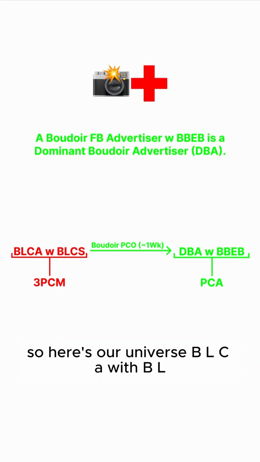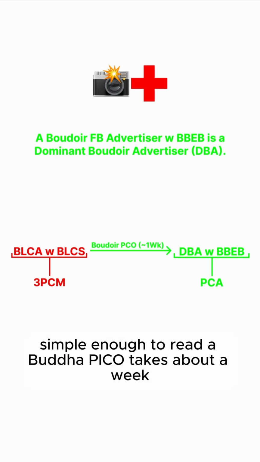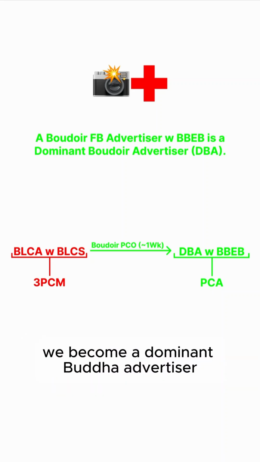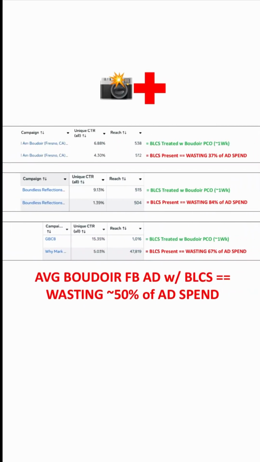So here's our universe. BLCA with BLCS is caused by the 3 pre-click mistakes. Simple enough. It's treated with boudoir pico, which takes about a week, and we achieve pre-click alignment. We become a dominant boudoir advertiser, and we have boudoir brain entry boost with our boudoir Facebook ads.